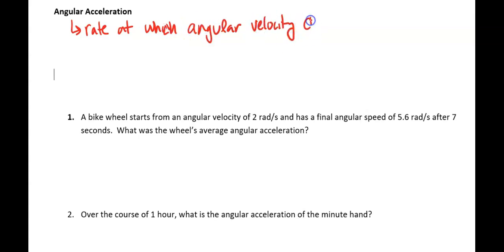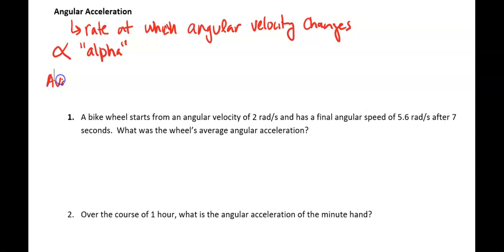The symbol we're going to use for angular acceleration is alpha. And again, it's called alpha. My students love to call it fishy. That's what they love to call it. But anyways, it is technically alpha. Cool. So let's go ahead and get an equation.